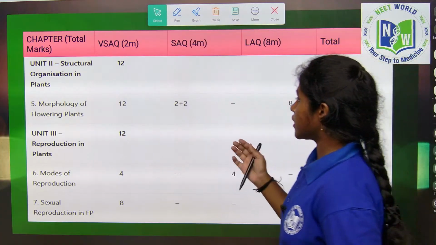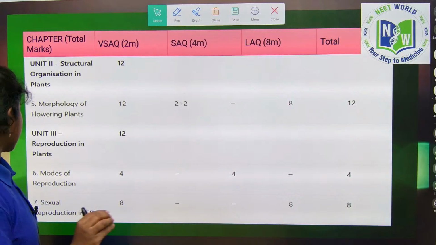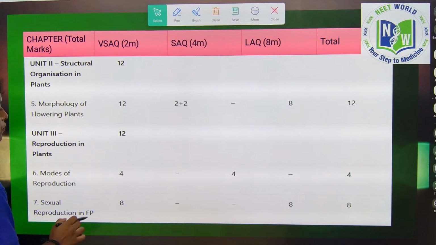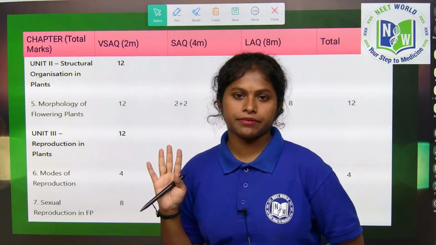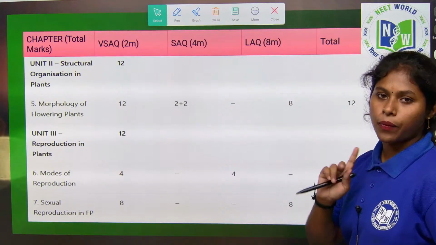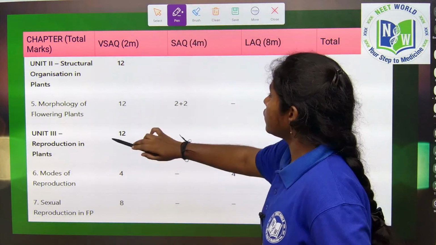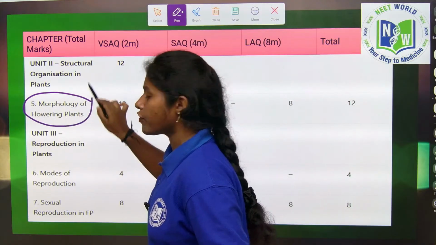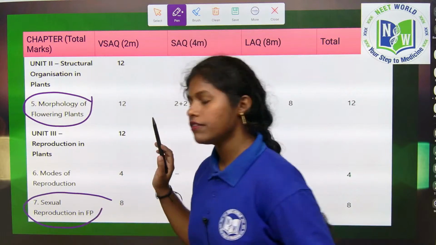Coming to the third unit, Reproduction in Plants. In the internal chapter, sexual reproduction in flowering plants, you will get another 8 marks question. They are also fixed. They give 3 questions, and out of 3 you will get 1. So you will get 1 essay from the morphology of flowering plants and 1 essay from the sexual reproduction in flowering plants.